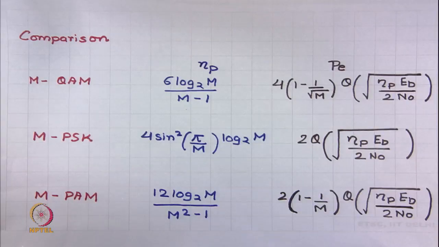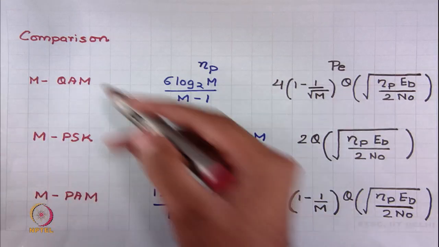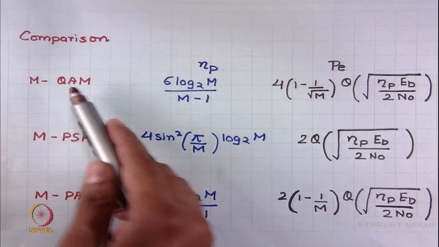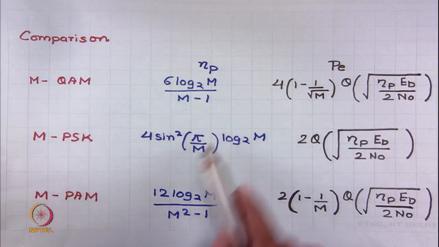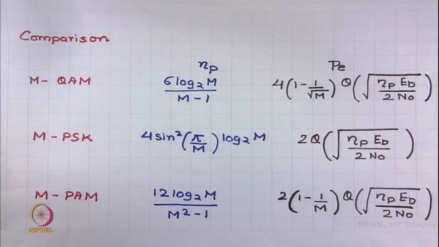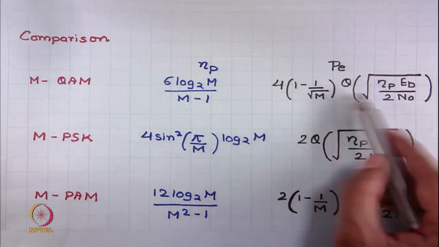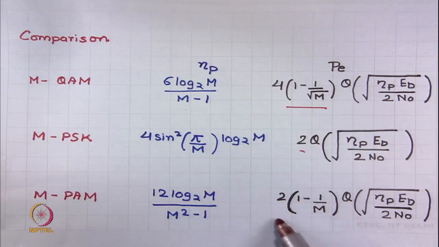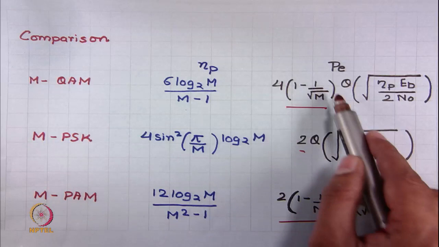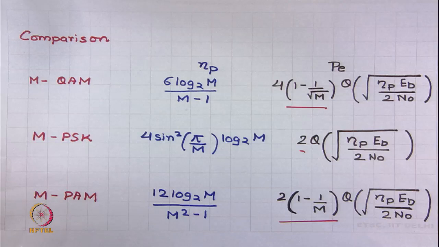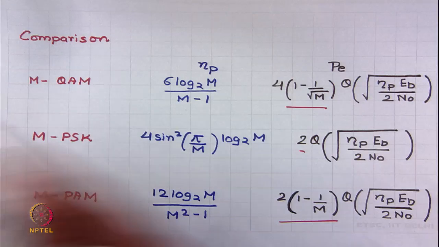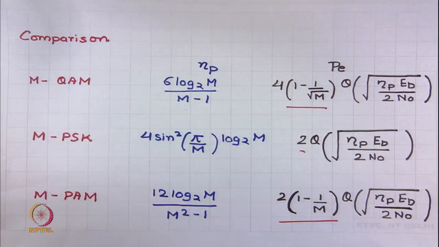So, finally, we compare the performance of these 3 modulation schemes that we have seen: M-QAM, M-PSK and M-PAM. These are the power efficiencies of these modulation schemes, and if we plug in this ND minimum that we have got, multiply with this Q of root of eta p Eb/N0 by 2, we can also arrive at the probability of error expression for these modulation schemes. Okay. So, this just summarizes whatever we have discussed so far.